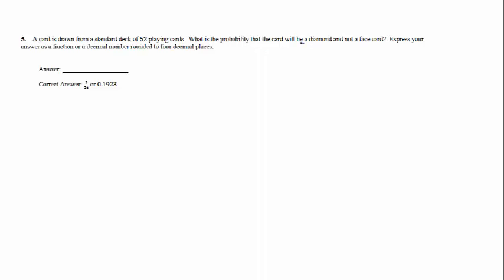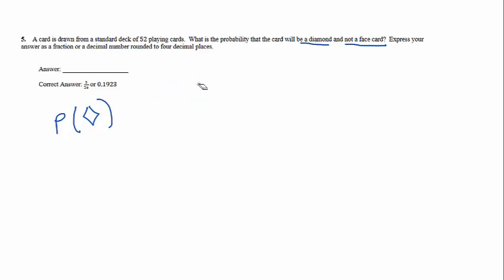What is the probability the card will be a diamond and not a face card? So we're looking for the probability that the card is a diamond and the probability that it is not a face card. Well, don't confuse these. Don't add these together. Be very careful because we're dealing out of the 52. We've got to keep things in perspective here.